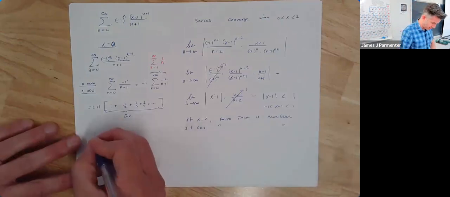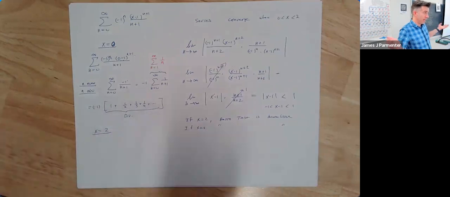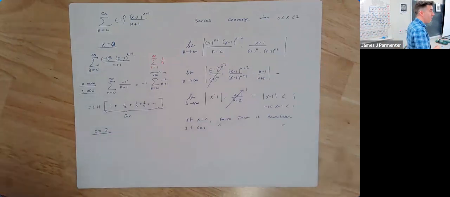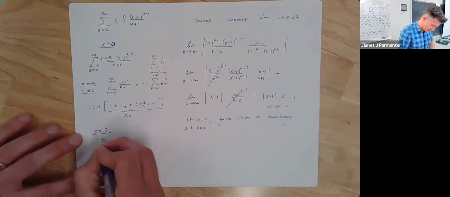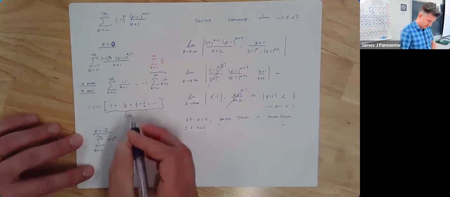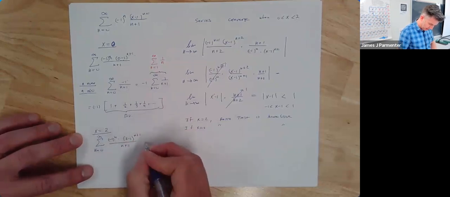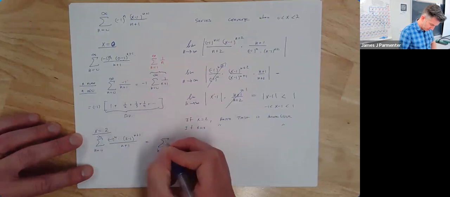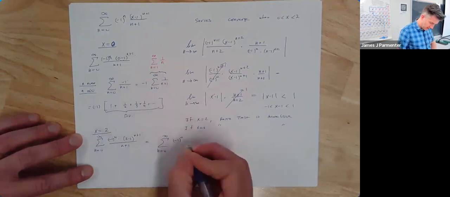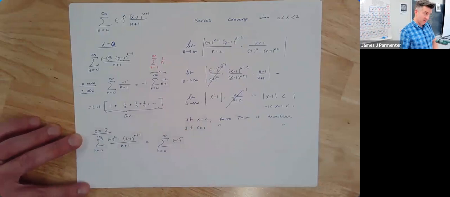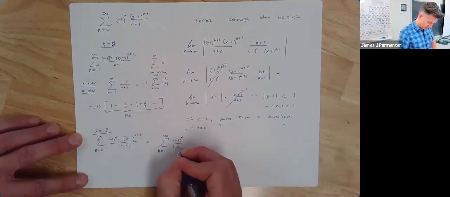If we test the other endpoint, where again we don't know if this series converges or diverges at x equals 2, because x equals 2 makes the ratio test limit equal to 1, and that's inconclusive. So if we plug in 2, look what happens. We get the sum from n equals 0 to infinity of (-1)^n times (2 minus 1)^(n+1) over n plus 1, and that's equal to the sum from n equals 0 to infinity of (-1)^n times 1 to any power, which is just 1, over n plus 1.